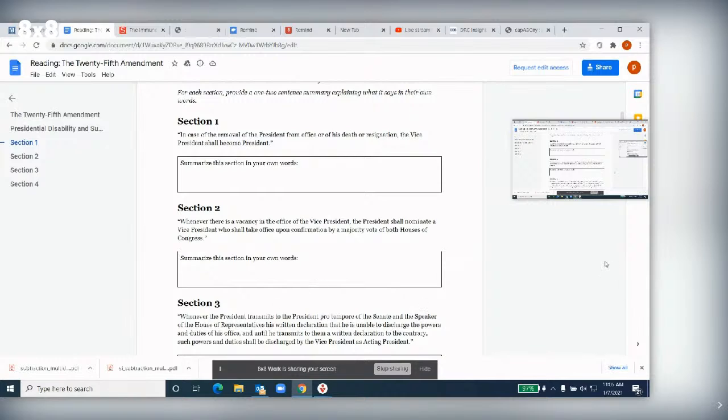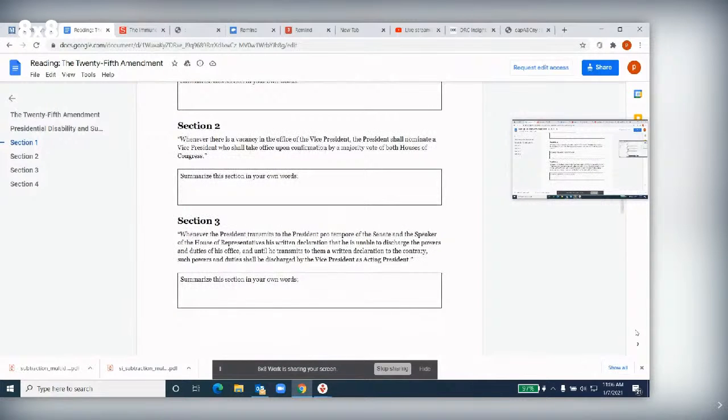Okay. And Section 3 says, whenever the president transmits to the president pro tempore of the Senate, and that's a person in the Senate, and the Speaker of the House his written declaration that he's unable to discharge the powers and duties of his office, until he transmits to them a written declaration to the contrary, such powers and duties shall be discharged by the vice president as acting president. So what this is saying is he's unable to do what he's supposed to do in office. And how that works is his cabinet, and that's all the secretaries like education, transportation, defense, if enough of them think that he can't do his job, they would write a letter to the President pro tempore of the Senate and the Speaker of the House. Right now, the Speaker of the House would be Nancy Pelosi, and the President pro tempore would be Chuck Grassley. So his cabinet could write a letter to them saying they don't think the president's fit to do his job, and he can be removed.